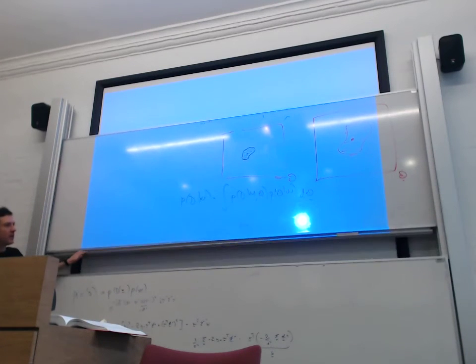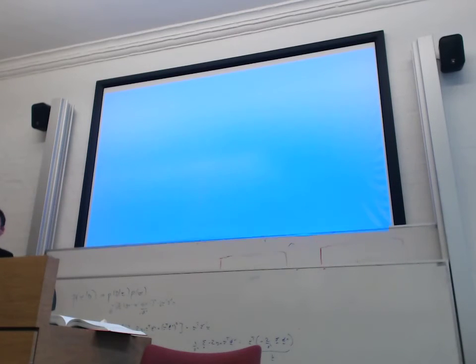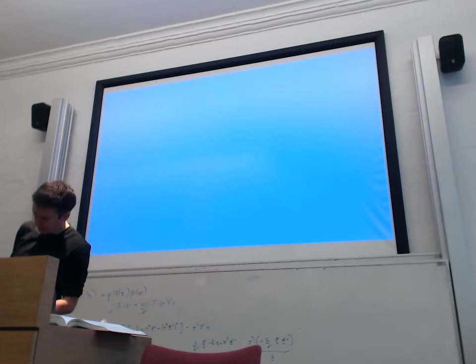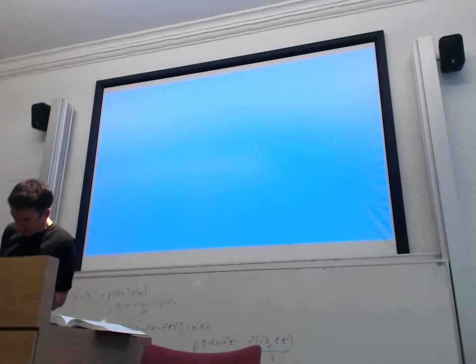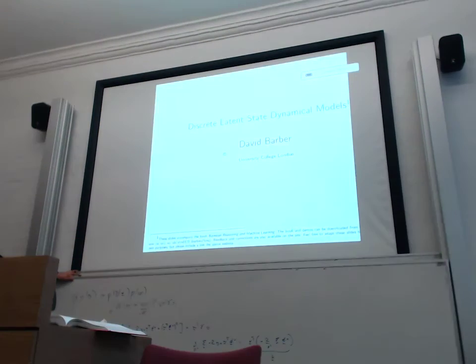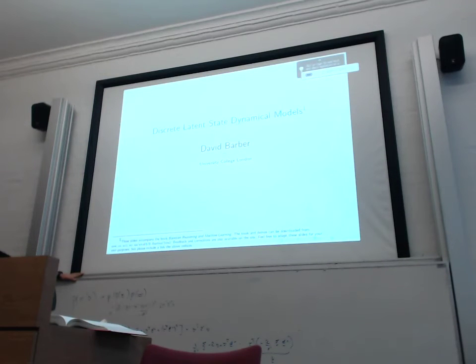Okay, so we're going to try to finish off today. We're going to talk about something a little bit fairly simple. So we're going to revisit the hidden Markov model. There's only really a couple of things I want to say about it. You'll see much of this material you've already seen before.